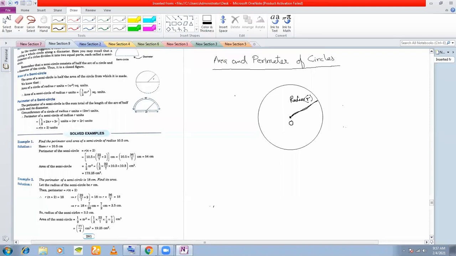So if you have a circle with center O and radius r, then the area of a circle is pi into r square. Now what is pi? Pi is equal to 22 by 7, this fraction, or you can take this pi also as 3.14, or sometimes as 3.142.